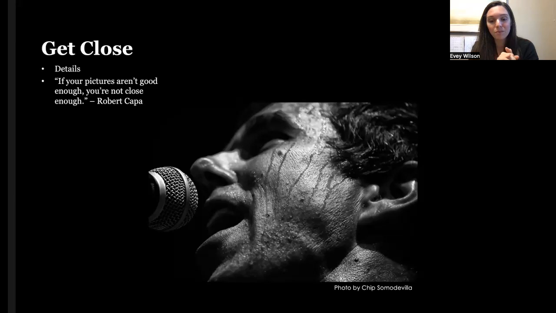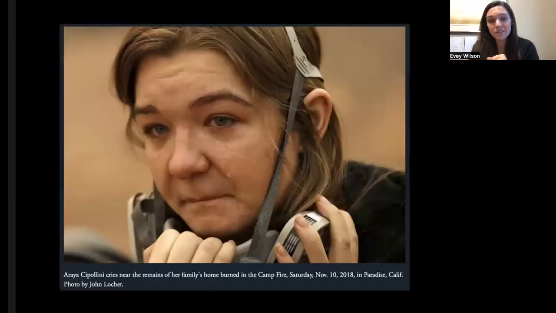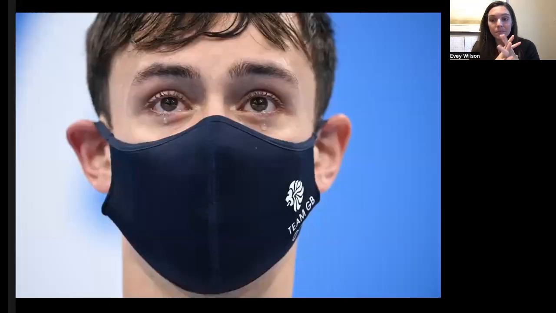And that tells us so much about what it felt like when he was giving that speech. Here's another image from wildfires. This detail of the tear, we're so close. This detail of Aria Cipollone crying near the remains of her family home pulls us in. It feels so intimate. Similar, this tear when an Olympic gold medalist was about to be awarded their medal. When you pull in those details, they really pull things out from you.